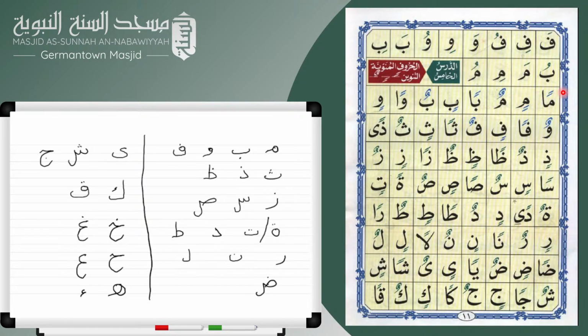Then he goes on to the fifth letter, which is tha. Tha, and then the sixth letter is dal, and the seventh letter is dha. All of these three letters are from where? The tongue sliding in between the front, upper and lower teeth in front.